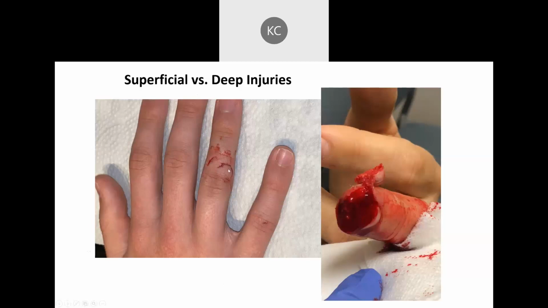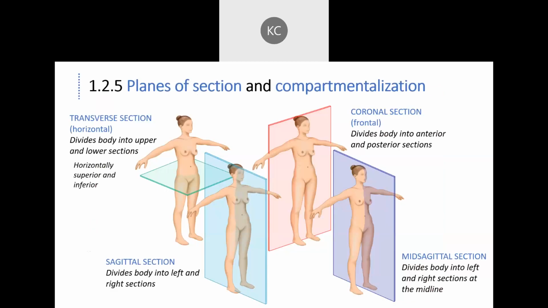In contrast with my very superficial injury. Okay, so you can use this to describe injuries. You can use it to describe cuts, or you could also use it just to describe different structures throughout the body. Okay, all right. Now we can also talk about how we can divide the body into different compartments and different sections. Okay, so whether we divide the body into superior and inferior, whether we divide the body into left and right, whether we divide it into front and back, we can give these different names.